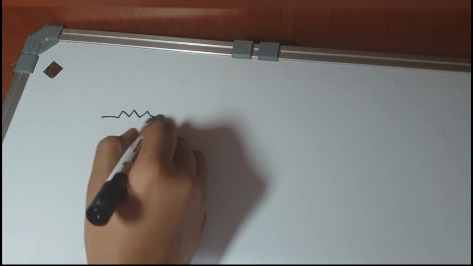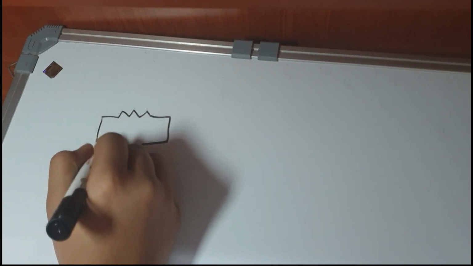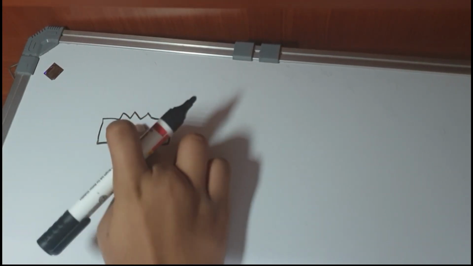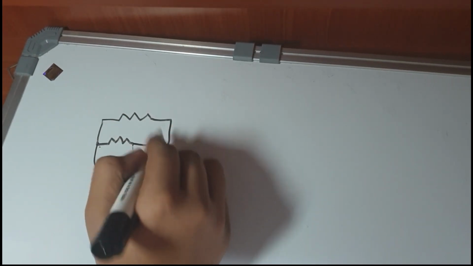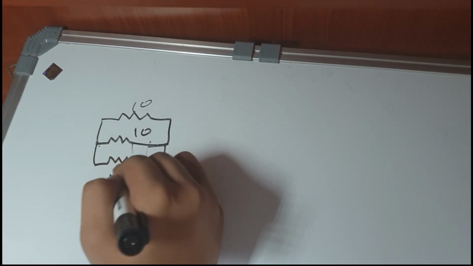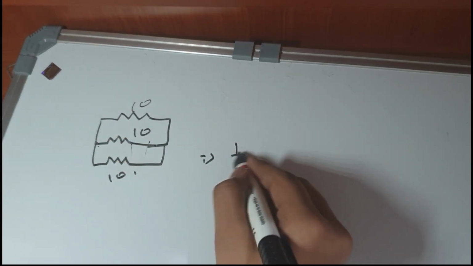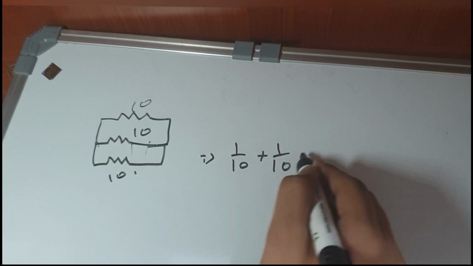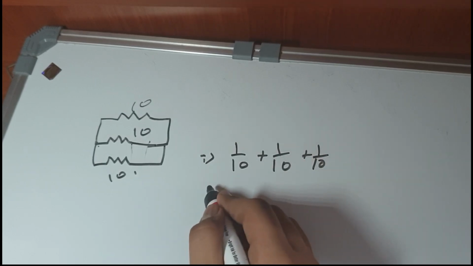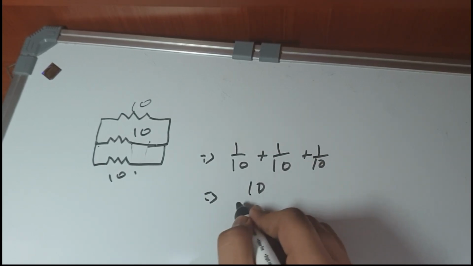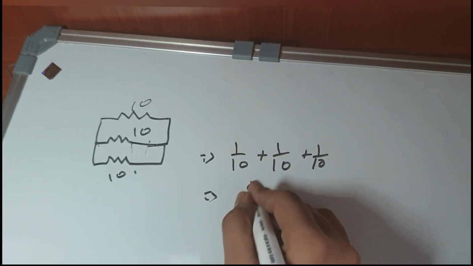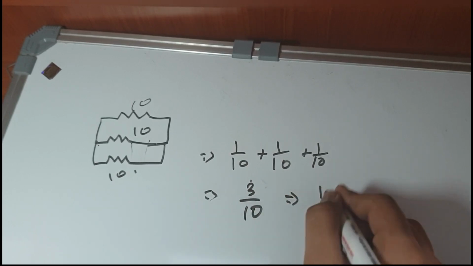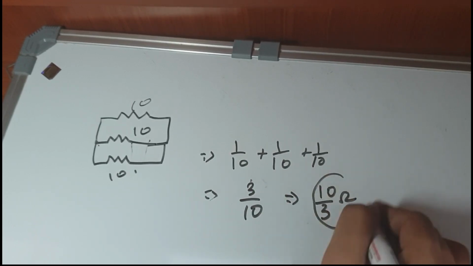We can also draw it like this, because connecting wires connect these three resistors in parallel: 10, 10 and 10 ohm. So we just add these three: 1 by 10 plus 1 by 10 plus 1 by 10, which gives 3 by 10. The reciprocal will be 10 by 3 ohms. So we have found the answer.